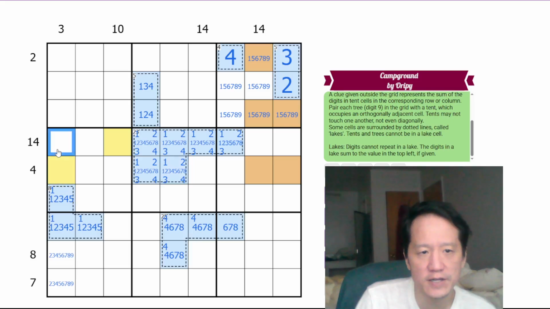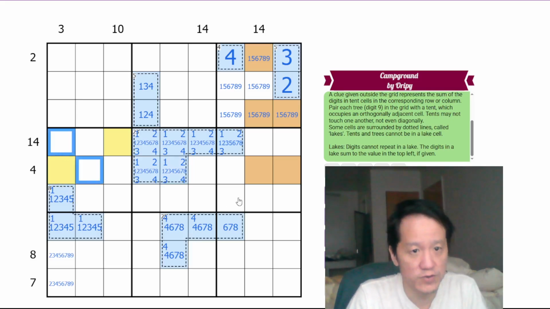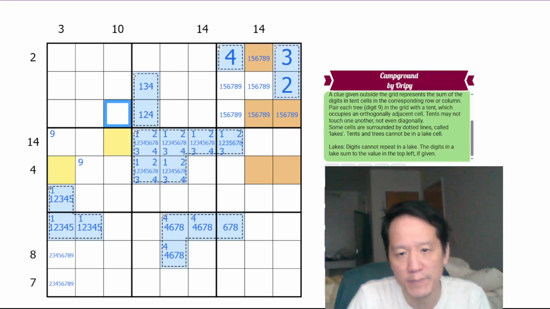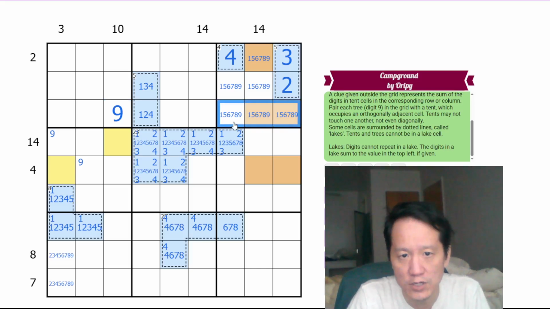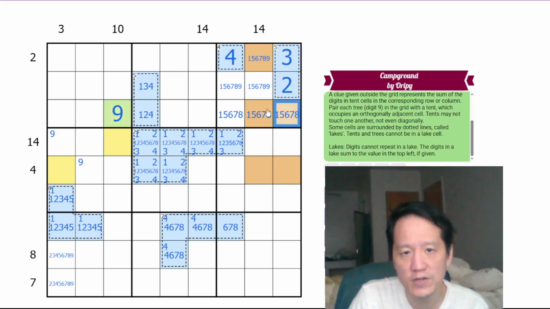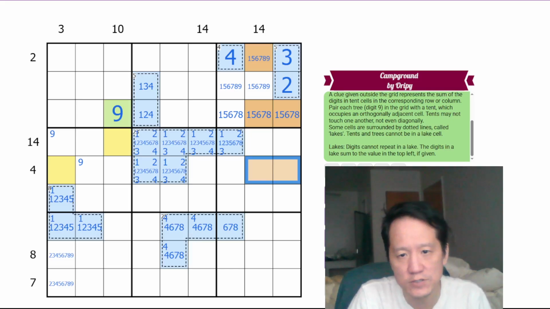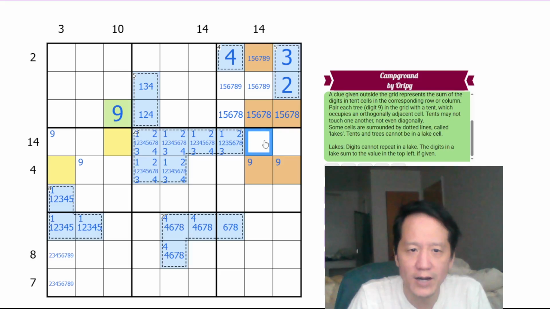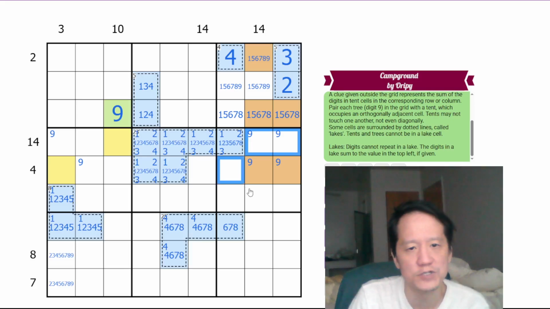Therefore, this tent must be next to a 9. So one of these two is a 9. This tent can never be next to a 9 here. It must be next to a 9 here. So none of these are 9. So this is a 9 and is a tree. One of these is next to a 9. One of these two is a 9. Or I guess it could be here too, actually. One of these 4 is a 9, right? So it could be any of these.